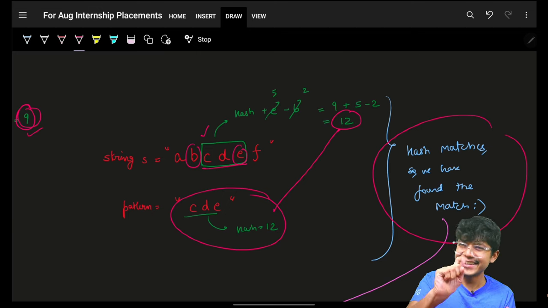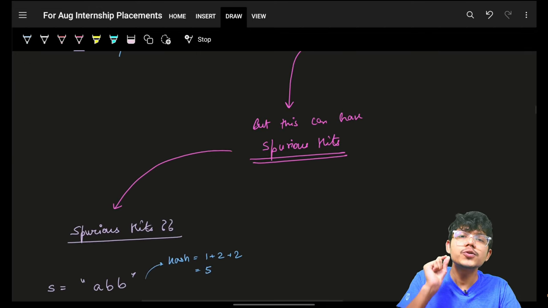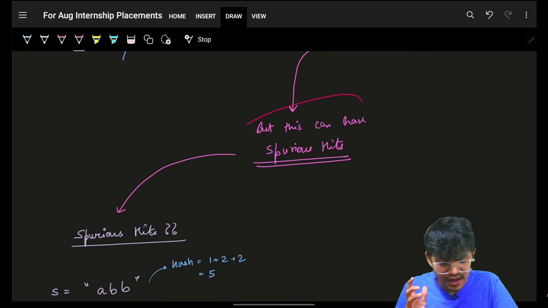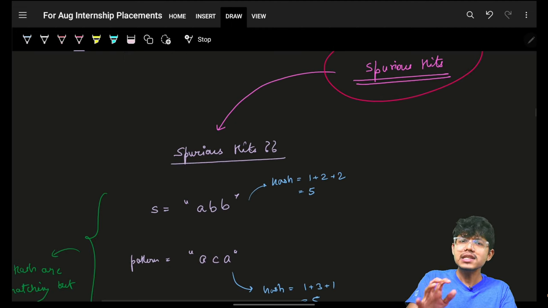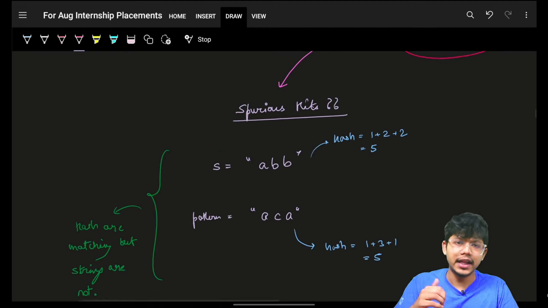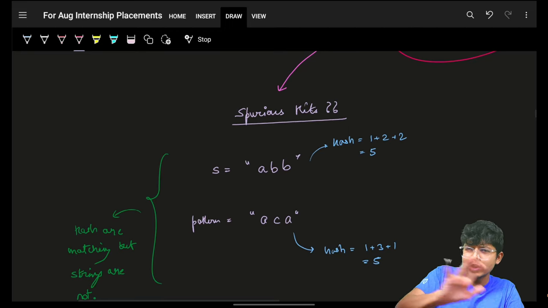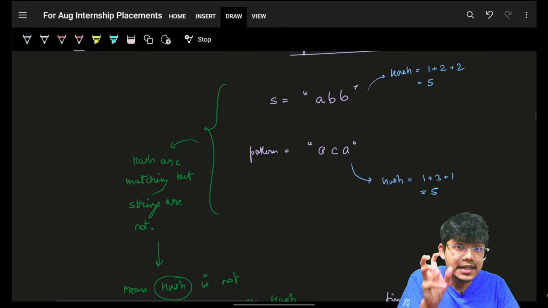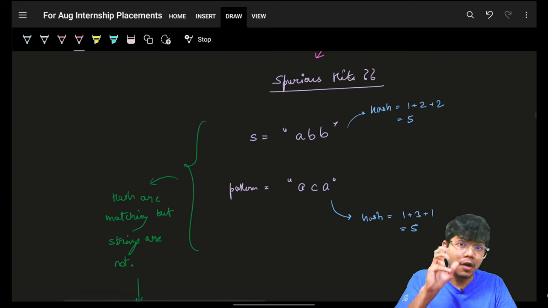You are happy, right? Not yet, because it can have spurious hits. Now Aryan, what are these spurious hits? Which means hits which might give you a wrong answer. It's a technical term, you don't need to go into that. It's just that you can have hits which will give you a wrong answer. For example, you found the hash.